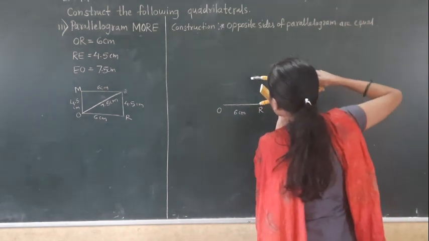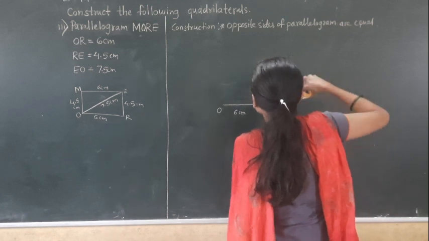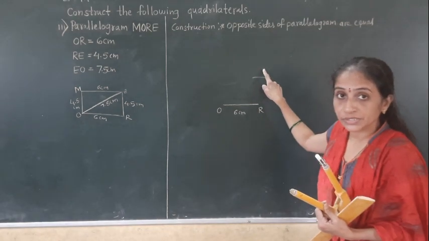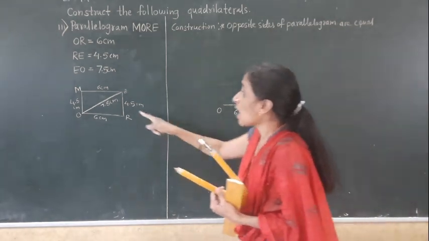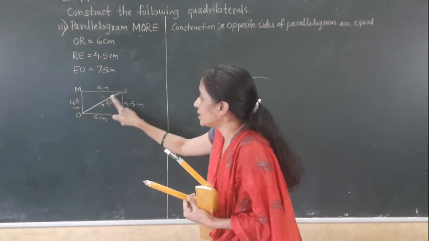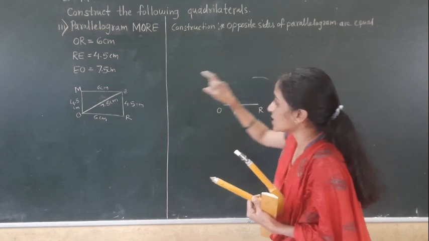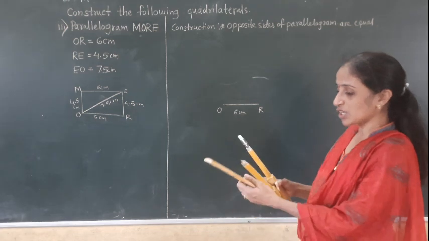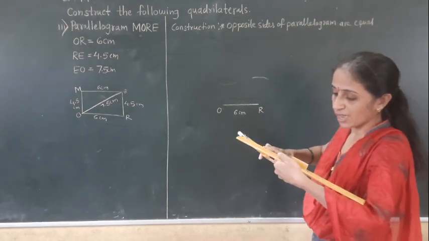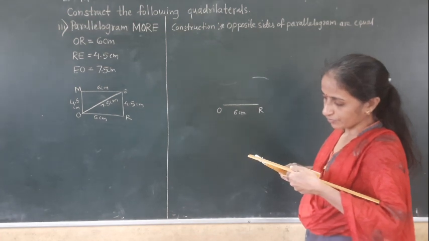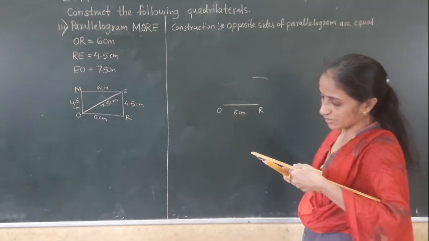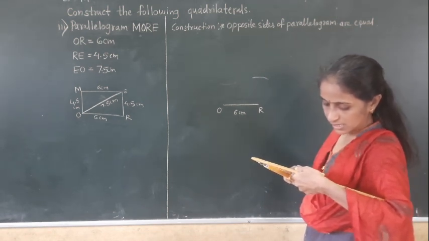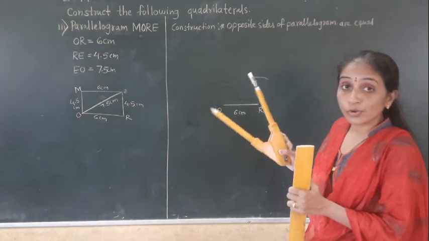So, draw an arc. Okay. So, now E will come here somewhere. After that, which measurement do we know? OE. E will come here somewhere. So OE is given 7.5 cm. So take 7.5 cm in your compass. Okay, so 7.5 cm as the radius. Take 7.5 cm radius in your compass.